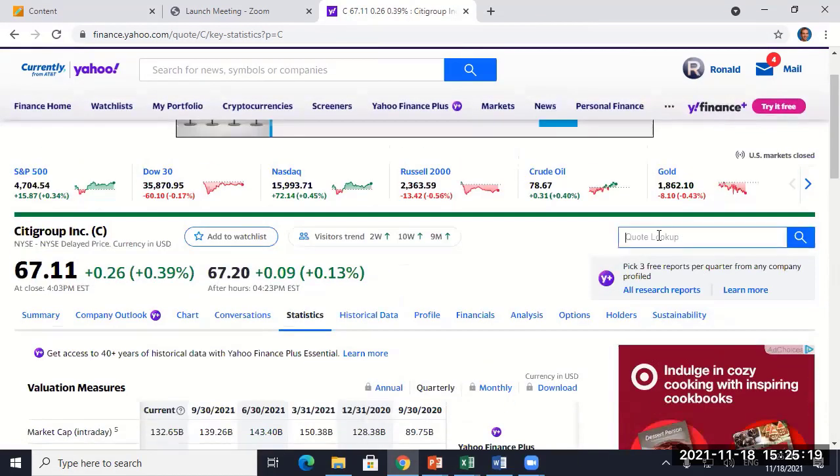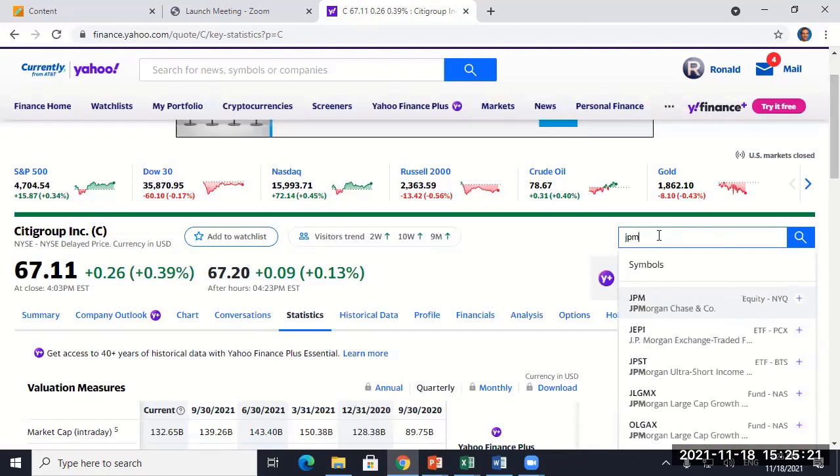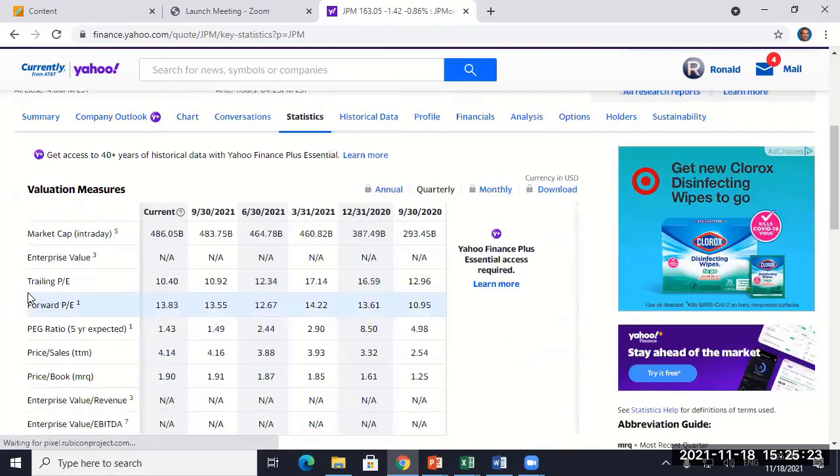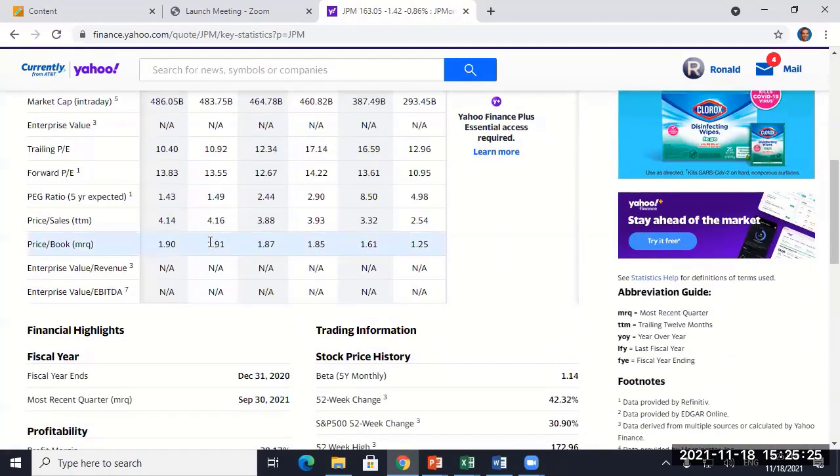Even JP Morgan, and they're finally back up above 1, I think. Even JP Morgan is not even back to 2 yet. So they're looking better, but they're still not back to 2. So at 1.91, you say, wow, they look really expensive versus Citi, but they don't look that expensive versus where we're used to them being.